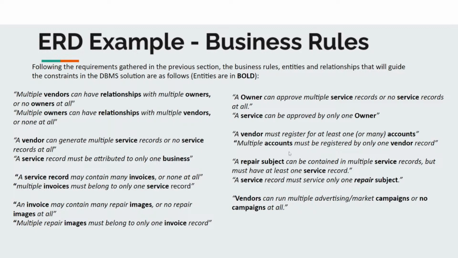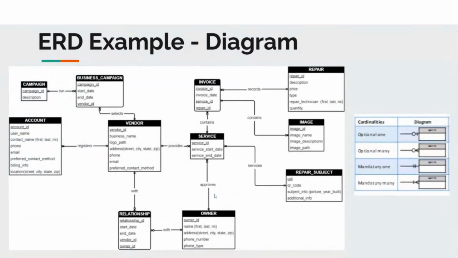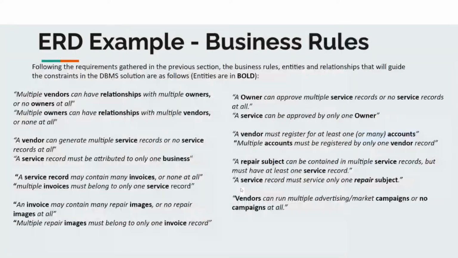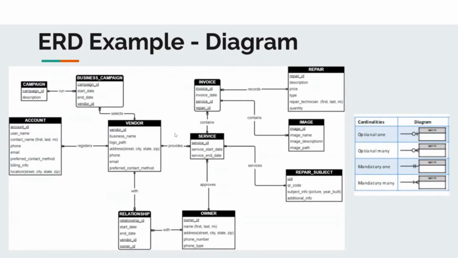So with all of these rules, let's take a look at what this database ends up looking like. Let's take one of these. An owner can approve multiple services, and a service can be approved by only one owner. So we have owner and service. This is where the relationship is defined by a verb. So we say an owner approves a service.